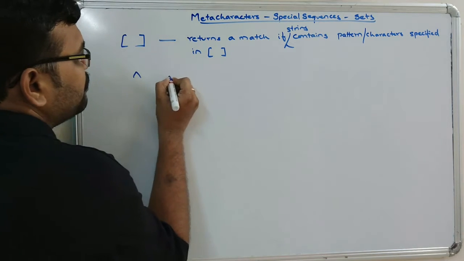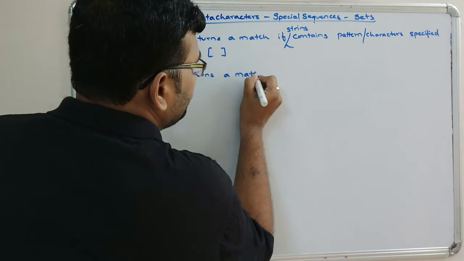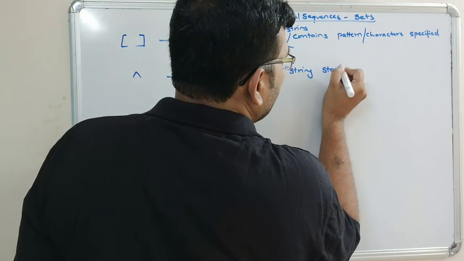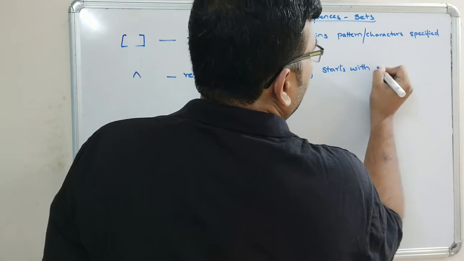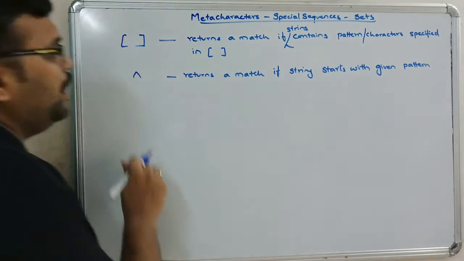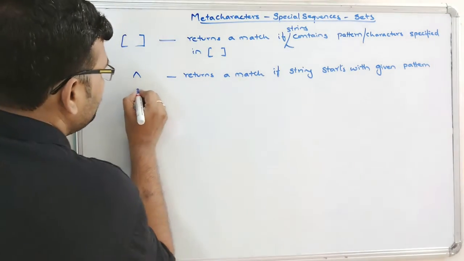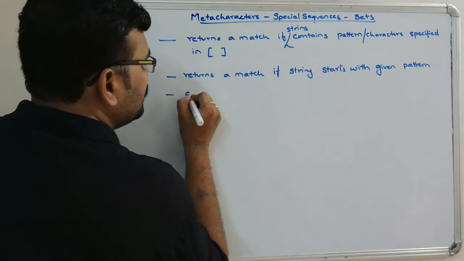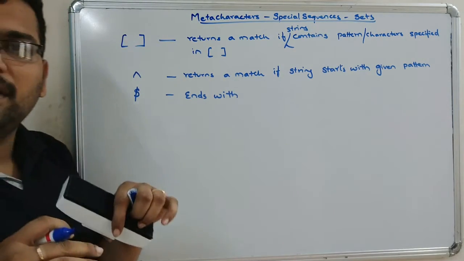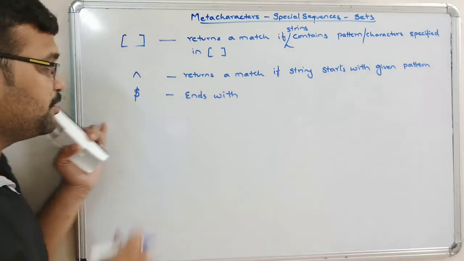Then the caret symbol returns a match if the string starts with the given pattern or string. So the caret is used for starts with, and similarly the dollar symbol is nothing but ends with. It returns a match if the string ends with the given pattern or substring.